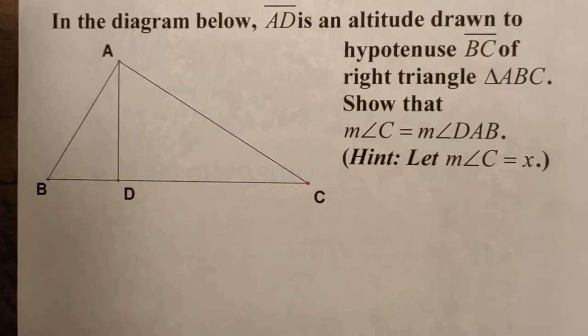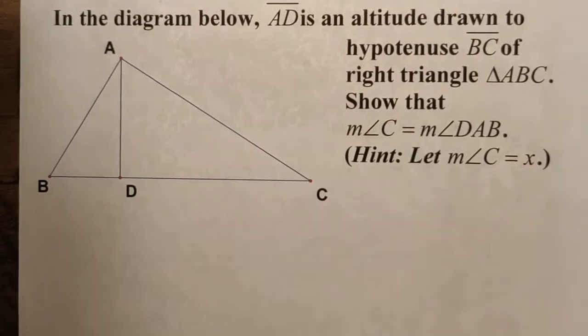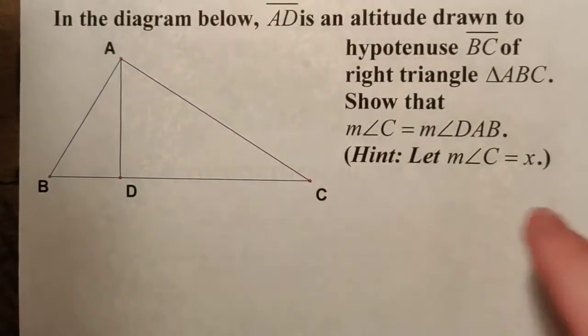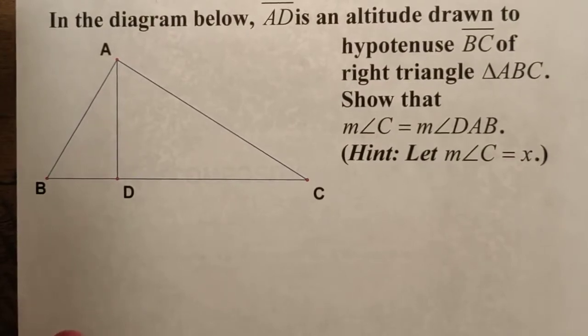All right, ladies and gentlemen, welcome to the second half of our exploration of similar triangles. Now we're going to be focusing primarily on right triangles. In this particular diagram, we have our standard right triangle. AD is an altitude drawn to hypotenuse BC of right triangle ABC. Show that angle C is equal to DAB. Okay, that seems pretty fair.